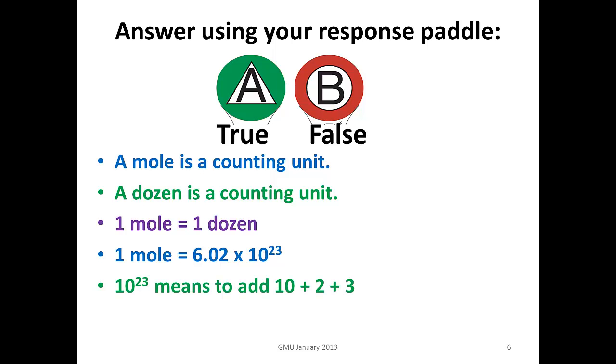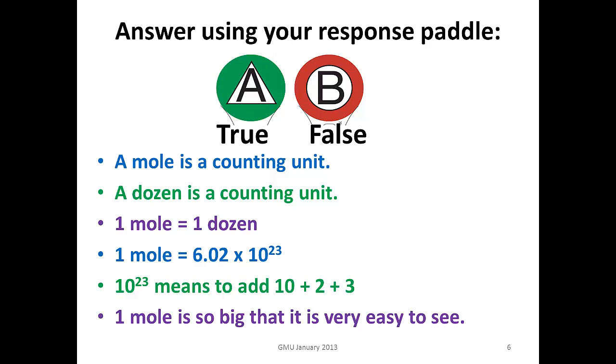10 to the 23rd means to add 10 plus 2 plus 3. Paddles up. That's false. 10 to the 23rd means to multiply by 10 and then multiply that answer by 10 and then do that 23 times. Paddles down. One mole is so big that it is very easy to see. True or false? Paddles up. That's false.